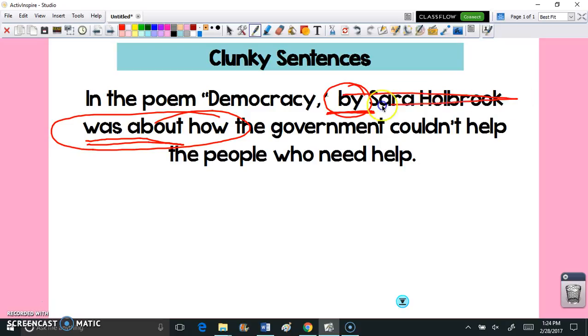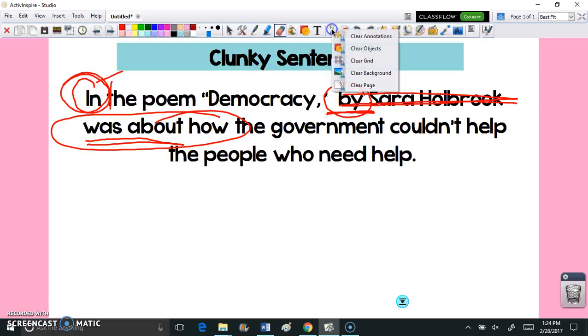So if we actually took the author's name out and we said "In the poem Democracy was about," it's still not perfect, but it's a little bit better. Another one of the problems is starting with the word in. Again, you could start with the word in, but in this case, it's not flowing with the verb. You could make it sound much better if you do "The poem Democracy was about." Perfect.